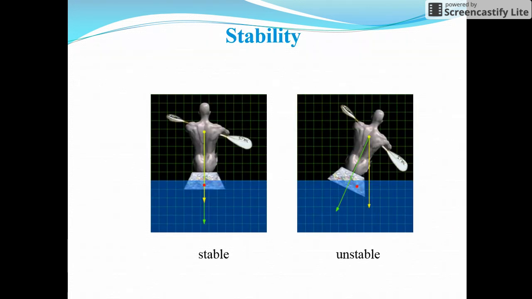Stability. Stability is the ability of the body to remain balanced. So in this picture on our left, he is stable, he is balanced in the water. Okay, and our picture on the right, he is unstable, he is not balanced in the water on his kayak.